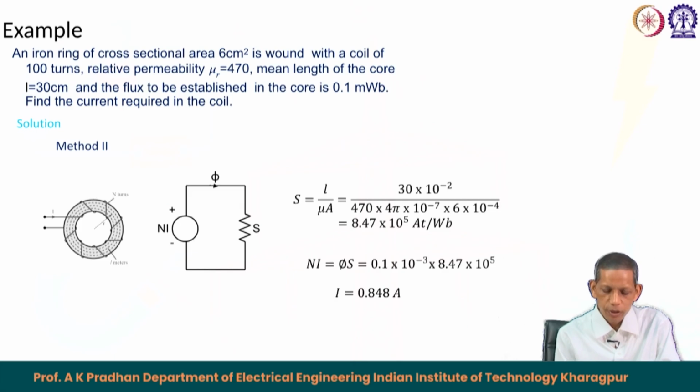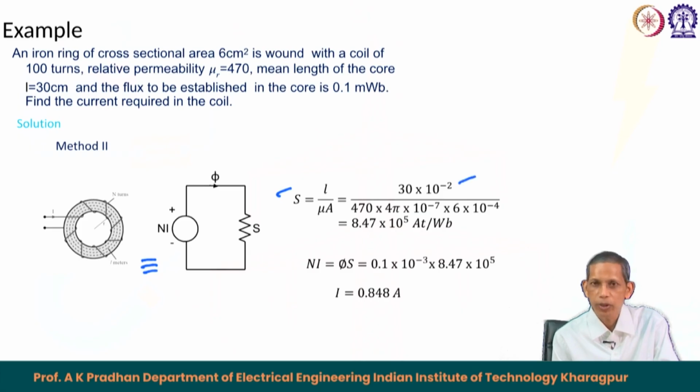The second method is based on this equivalent circuit diagram. We know phi into S equals N i. So, we will find S equals L upon mu A. L is 0.3 meter, and mu is 4 pi into 10 to the minus 7 times mu r equals 470. So, this is mu, and then A is 6 into 10 to the minus 4 meter square.